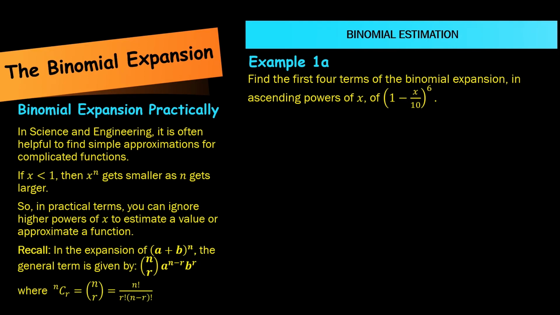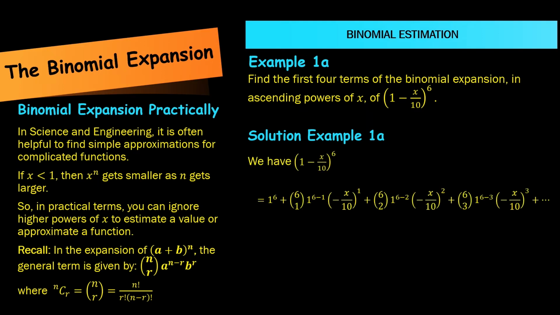So let's tackle example 1a first. Find the first four terms of the binomial expansion in ascending powers of x of (1 minus x over 10) all raised to the power 6. So let's solve this. Notice that using the formula for the binomial expansion, we have that (1 minus x over 10) all raised to the power 6 is given by the expression shown on your screen.